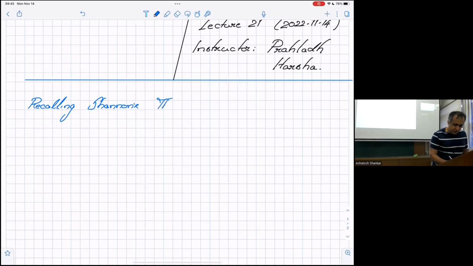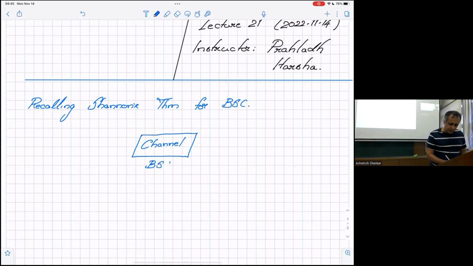So let's recall Shannon's theorem for the BSC, the binary symmetric channel. Once again, recall the setup in which we have the channel. Shannon allows for any general channel, but we will focus our attention on the BSC, in which we are going to be sending a stream of bits through the channel, and a bit gets flipped with probability p. It goes unaltered with probability 1 minus p, and this happens independently across bits.